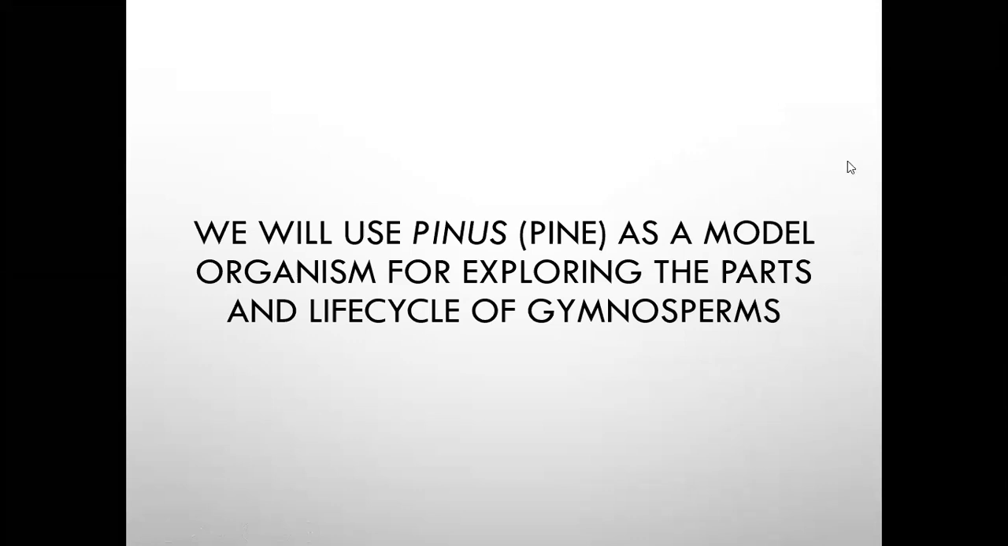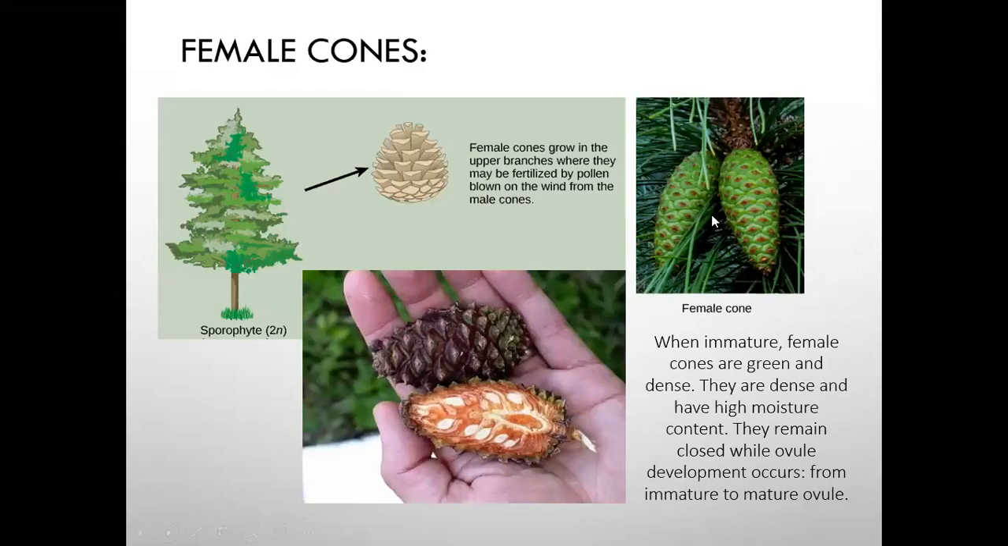Okay, so today we're going to use the pine tree as a model organism for exploring the life cycle and different parts of gymnosperms. To start off, if you remember from the last video, I mentioned that our conifers are going to be monoecious. That means they have both the female and male parts on their own plant.